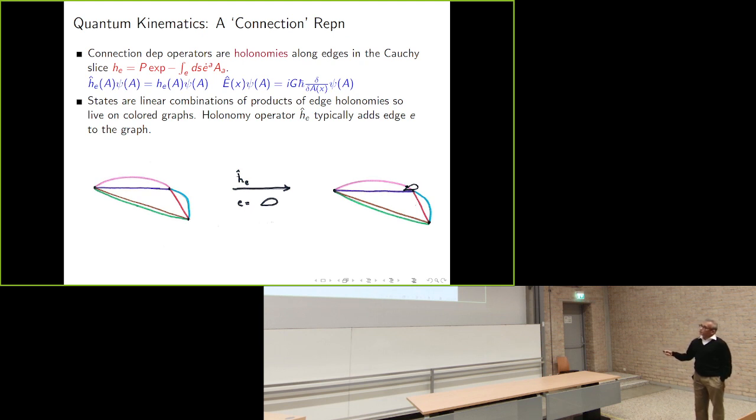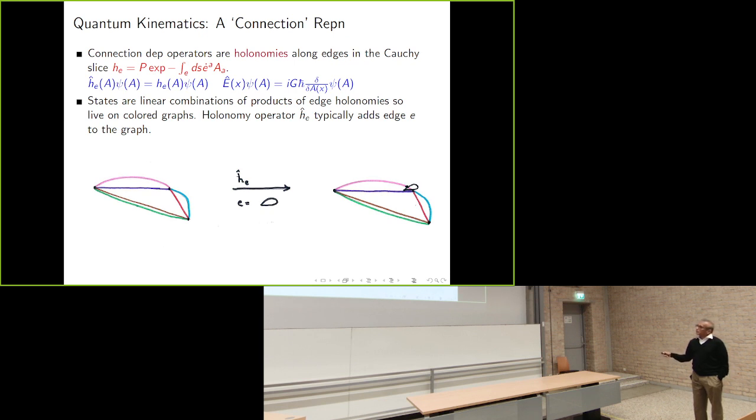States are linear combinations then of products of these edge holonomies, in a suitable basis of states. So if you draw an edge holonomy over here, you also have to color it with the representation in which it's evaluated. You have a pink edge over here, which might be j equal to 5, and a purple edge with j equal to 3, etc. And so the collection of all these edges in the product form a graph, and therefore you have a colored graph over here.